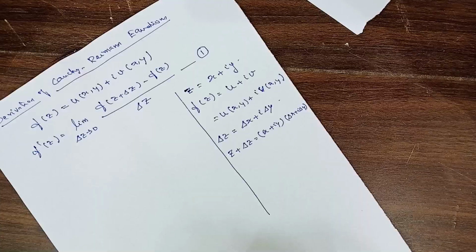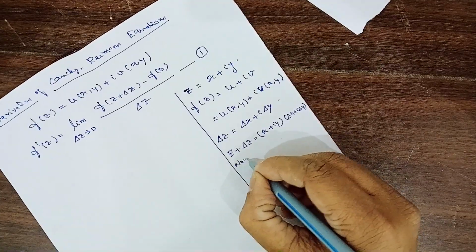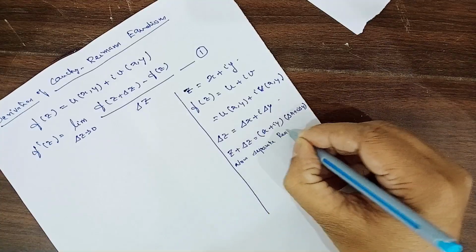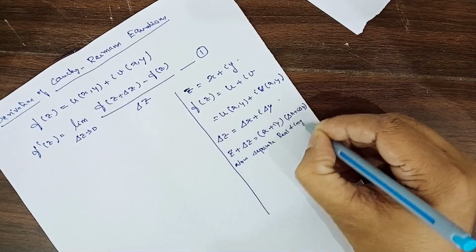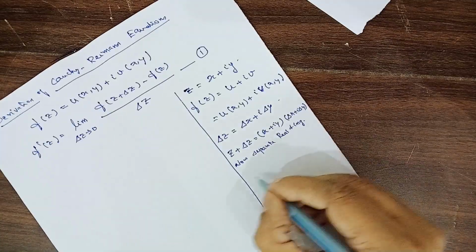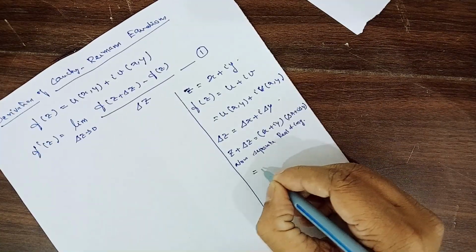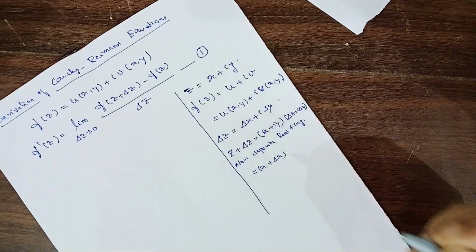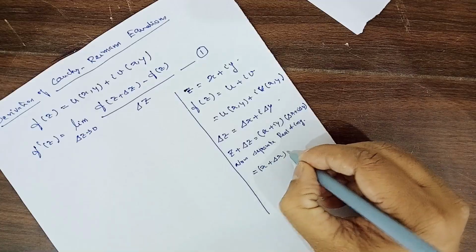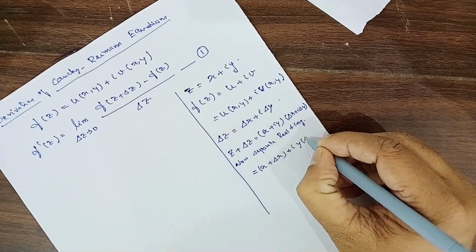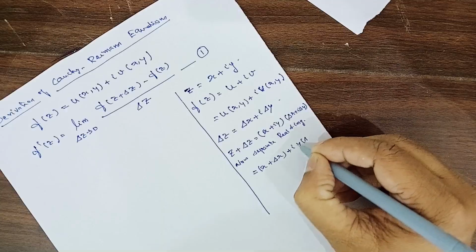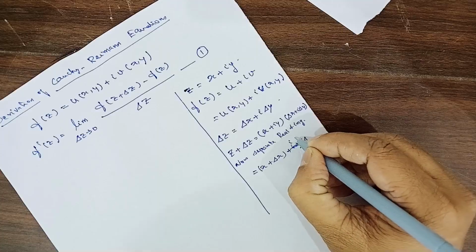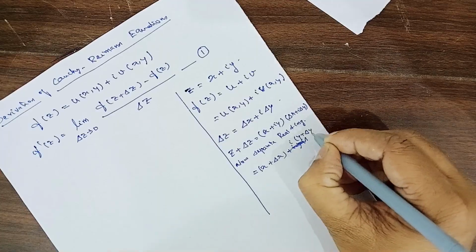Now separate the real and imaginary part. Then what we will get is x plus delta x plus i into y plus delta y. Okay.